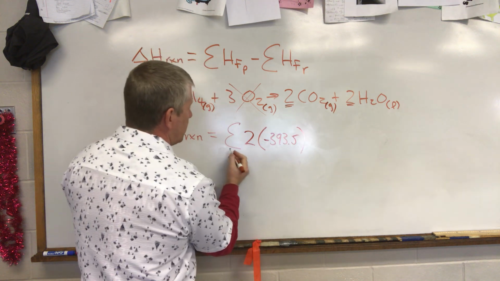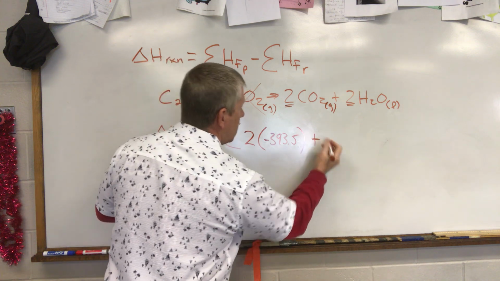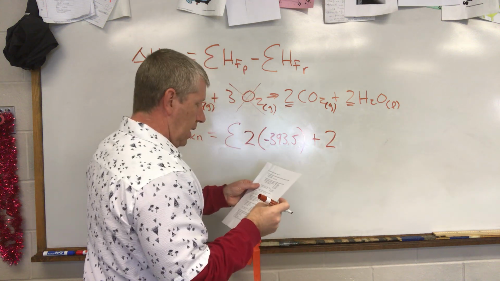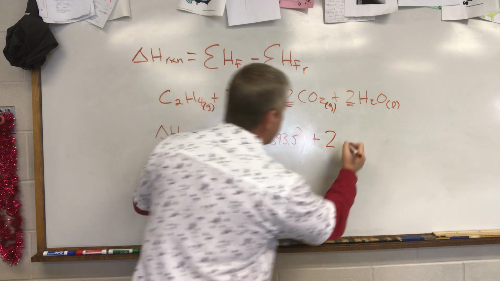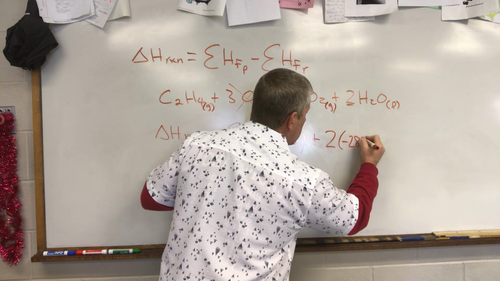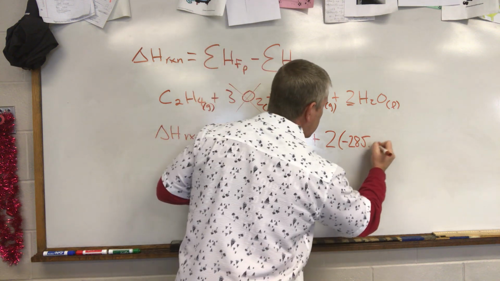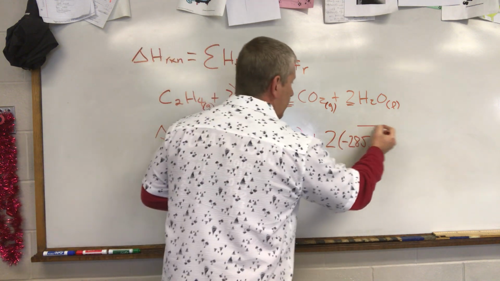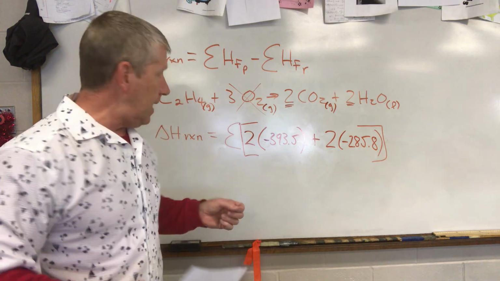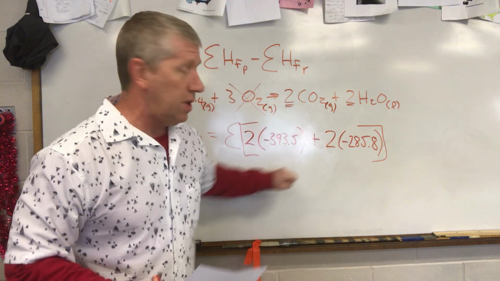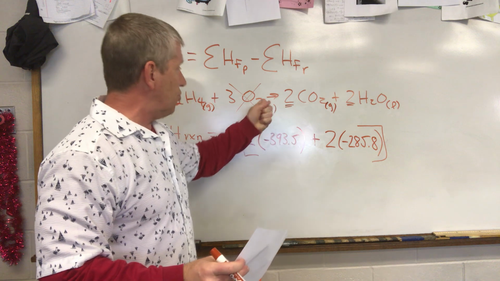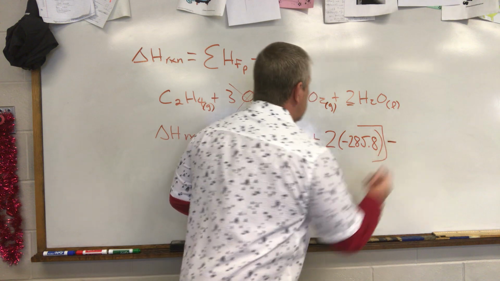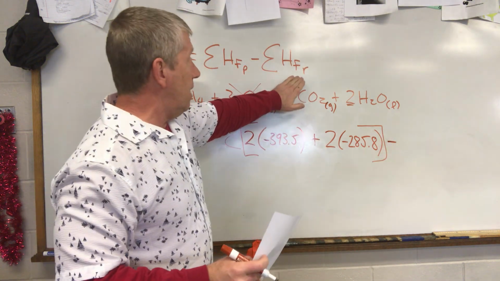And then I have to add the other product, which is 2 waters. Water liquid is negative 285.8. Now I'm going to square bracket this whole thing off to remind me that I've got to do this math first. And then I'm going to subtract the heats of formation of the reactants.